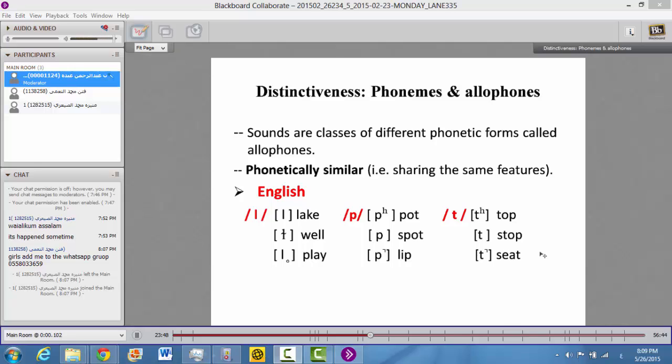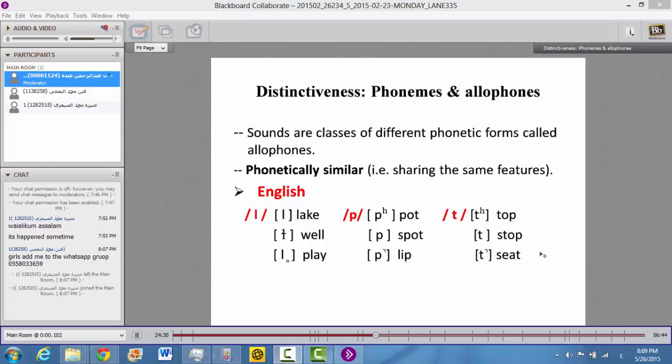They are phonetically similar because all of them are voiceless, all of them are bilabial, and all of them are stops. But we have more features in each. The first one is aspirated, the second is not aspirated, the third is unreleased. We consider them allophones because they are variants or different realizations of the phoneme pa, and they differ according to their position. Later on we'll discuss the position and the environment or the distribution.